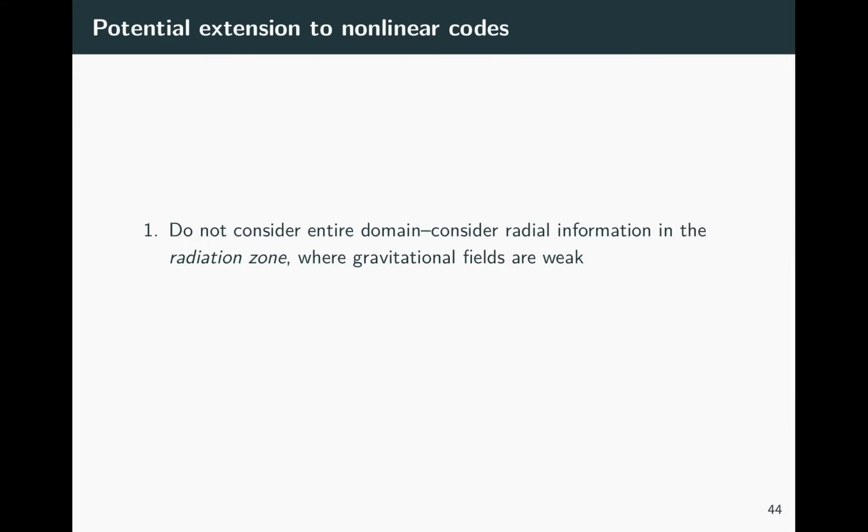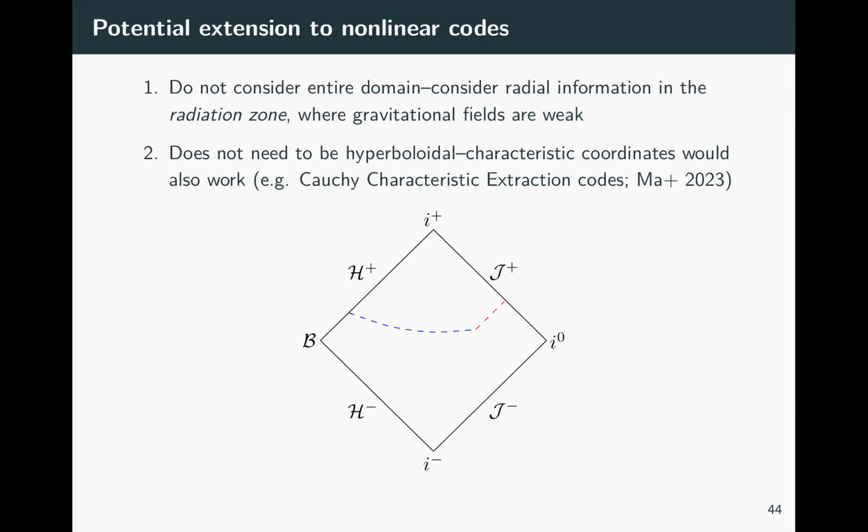Briefly, how would you extend this to codes that do real 3+1 simulations? You don't want to measure over the entire space-time because definitely near the black holes, things are very nonlinear. So it's definitely not going to be modal near the black hole horizon. But you could imagine instead looking at radial information in the radiation zone, where the gravitational fields are weak, and you expect it to look more mode-like.